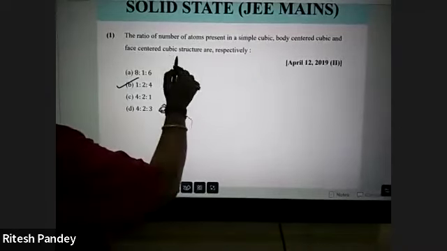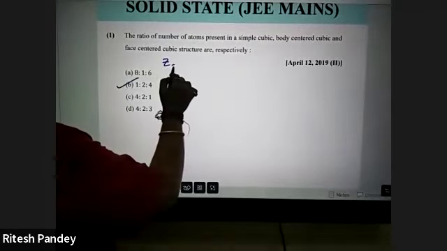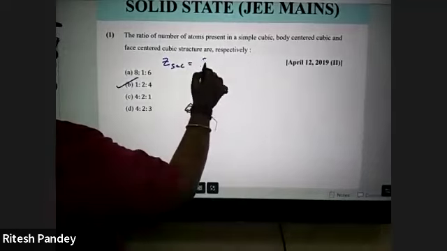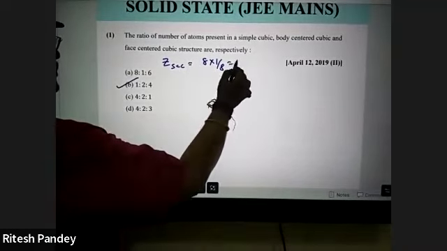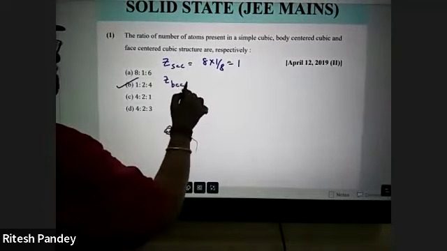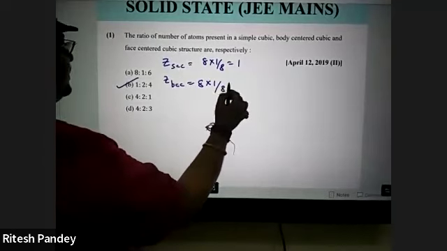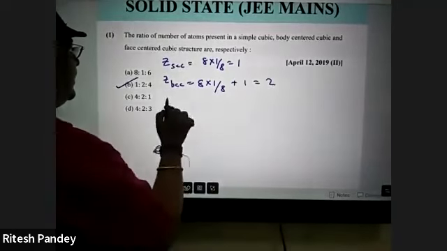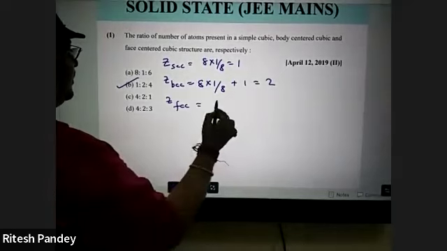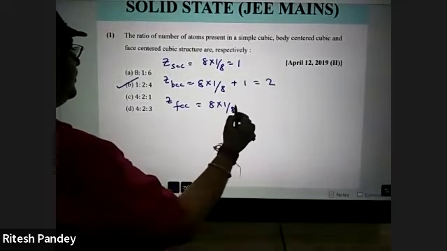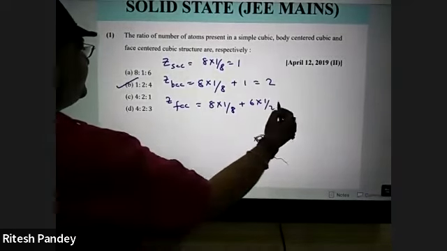Z effective, which we call Z effective. Do you need any help in this? Simple cubic, naturally, it's 8 corners. Body-centered cubic, it's 8 corners plus 1 body center. And face-centered cubic, it's going to be 8 corners plus 6 faces.